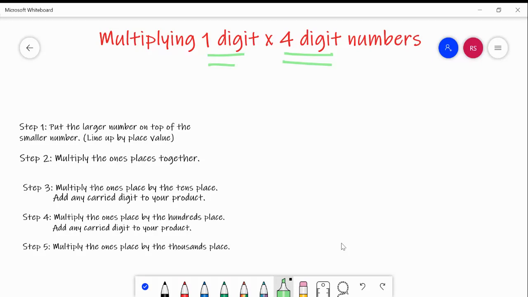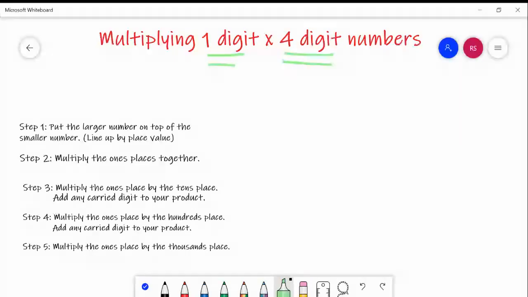by 4-digit numbers. We've been practicing this with 1-digit by 2-digit numbers and 3-digit numbers. So we're just going to take it a step further today. So you should have your steps written down from the previous lessons. If you don't, I encourage you to pause the video and go ahead and write these steps down.